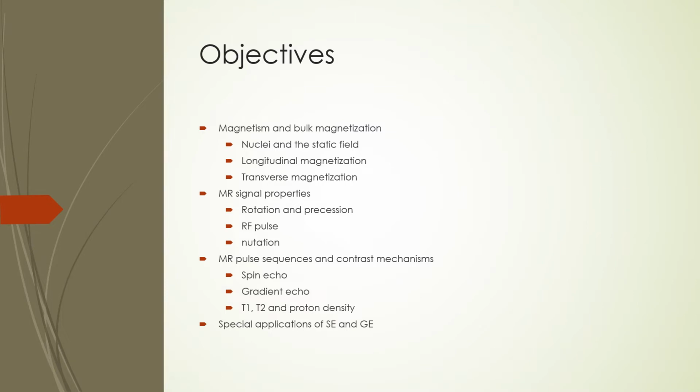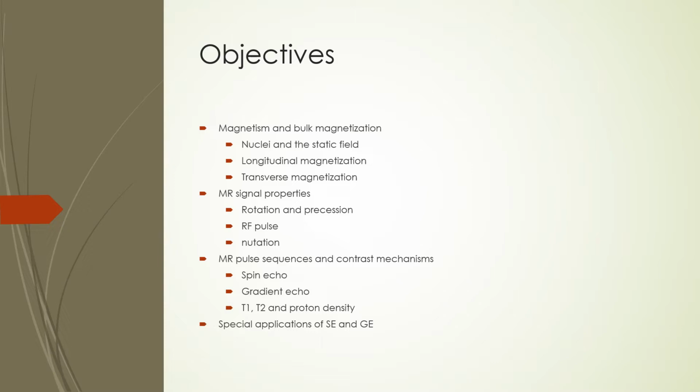This is our first lecture on MRI. Let's look at the objectives for today. After today's lecture, students will learn about magnetism and the magnetic field. Students will know about bulk magnetization of a sample and how it is affected by the presence of static and radio frequency magnetic fields. Students will be able to explain precession of atoms in a static magnetic field.